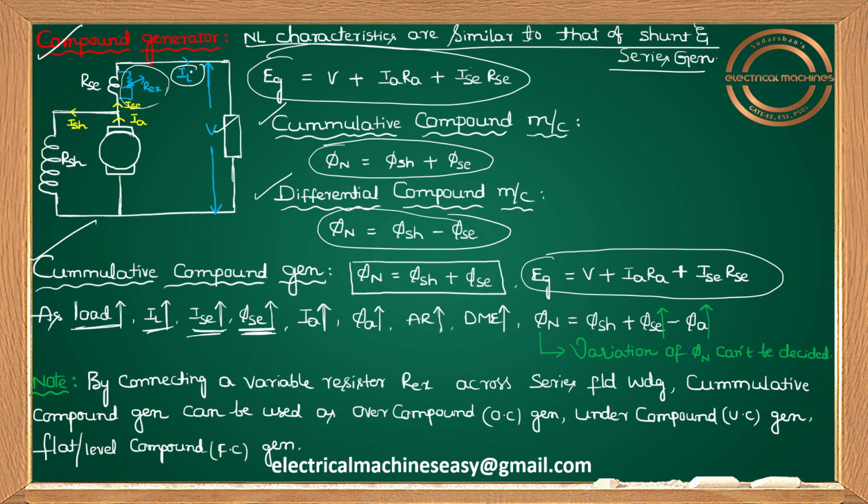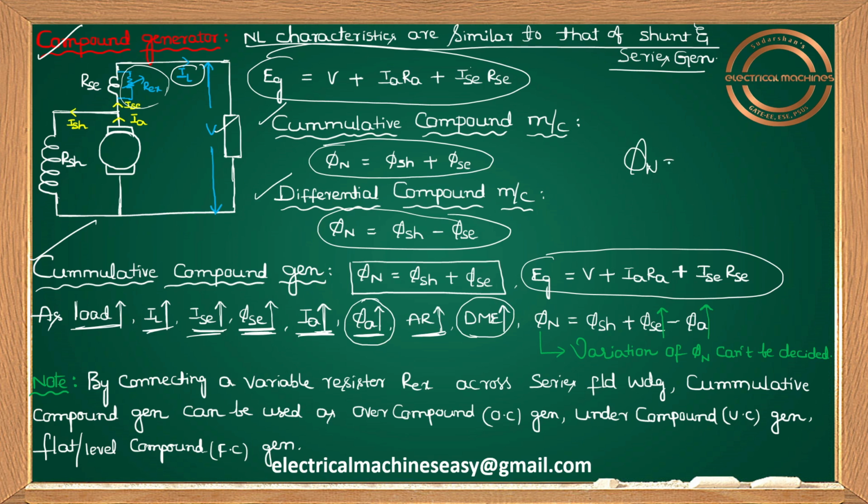And as load increases, obviously the current coming from this generator, Ia, also will be increasing, and the armature flux phi A will be increasing. I told you the effect of armature flux on main flux is called armature reaction. Whenever armature flux is increasing, armature reaction is increasing, and the demagnetizing effect also will be increasing. Yes or no? Okay.